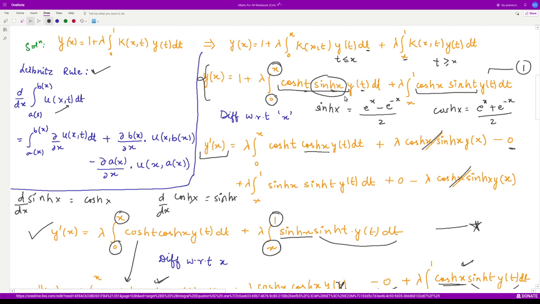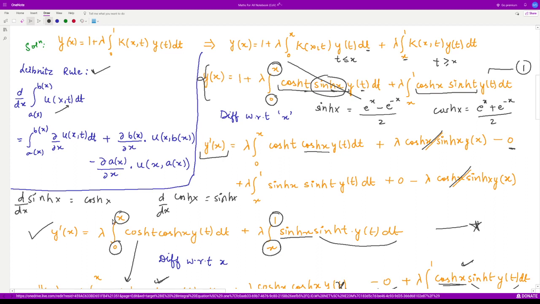So this whole term becomes 0, right? And the second term becomes lambda integral from 0 to 1 cosh(0), that is 1, times sinh(t) y(t) dt. So as such, we do not have any relation. We could have a relation, but it would be lengthier to solve, right? So can we have something more, like, what if I put this 0 in y dash of x?